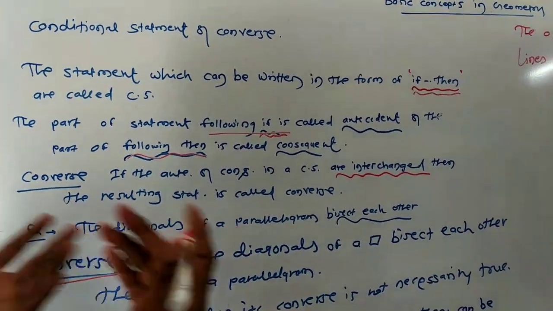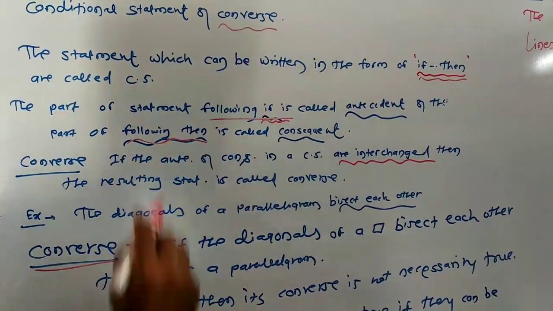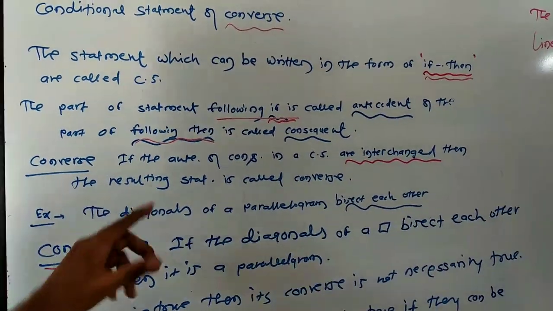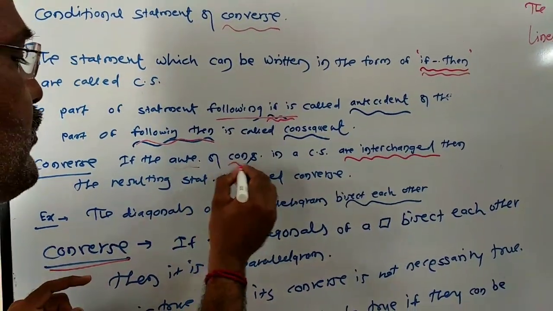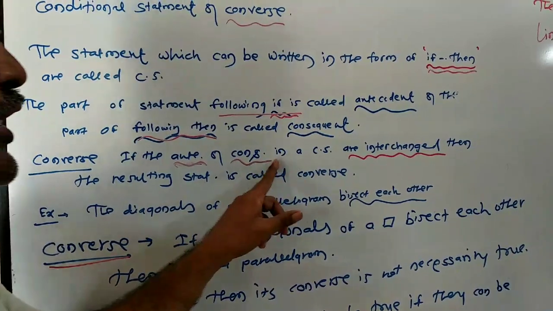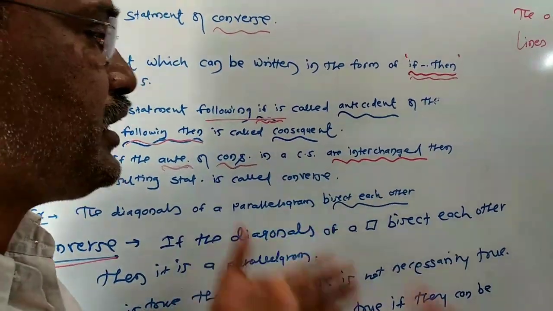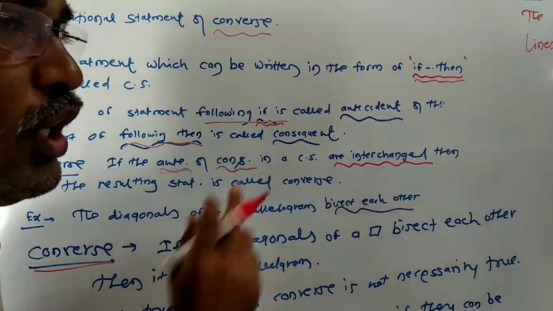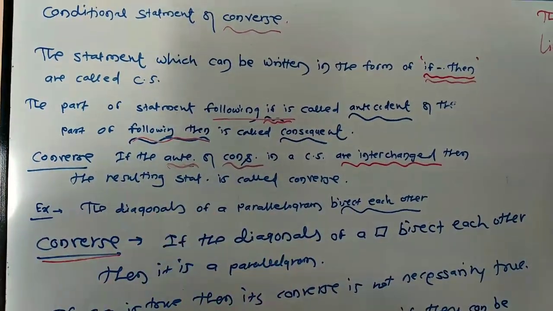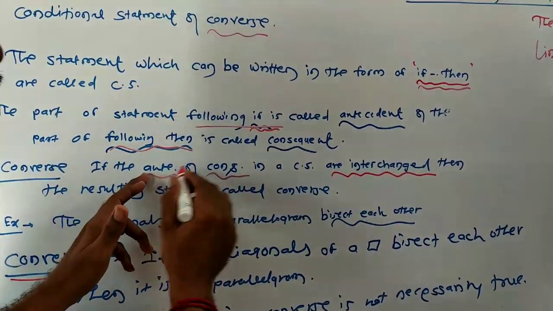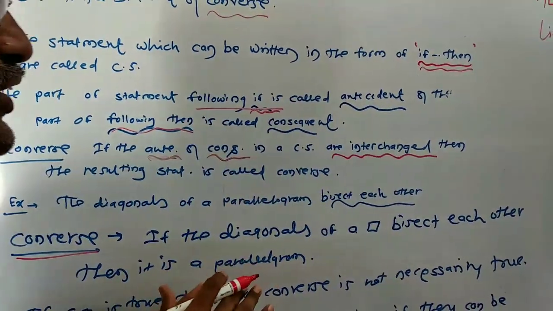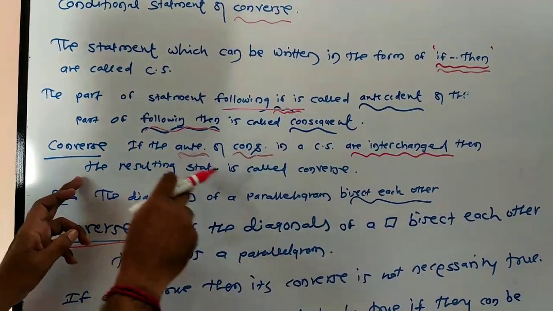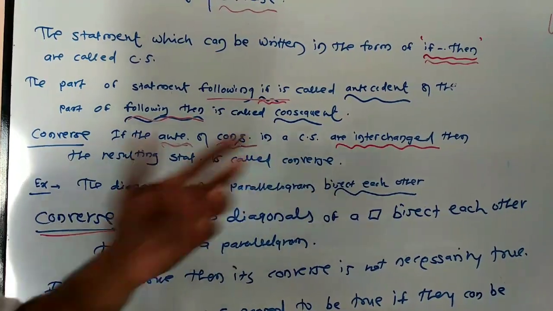Now, what is meant by converse? If the antecedent and consequent in a conditional statement are interchanged, then the resulting statement is called the converse. Converse means antecedent and consequent are interchanged and then the resulting statement is called converse.